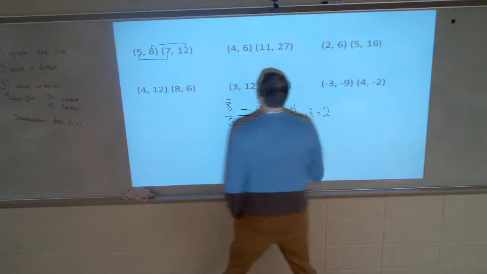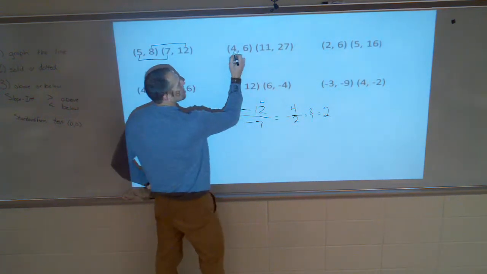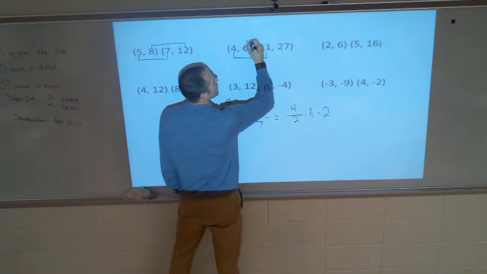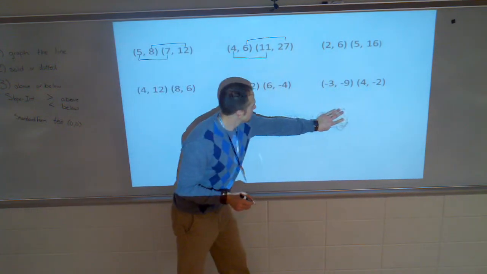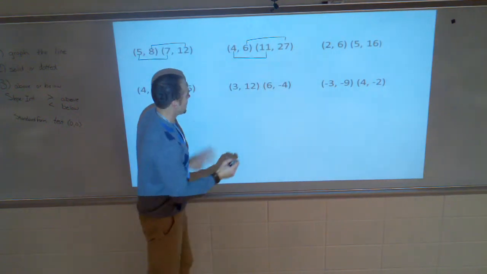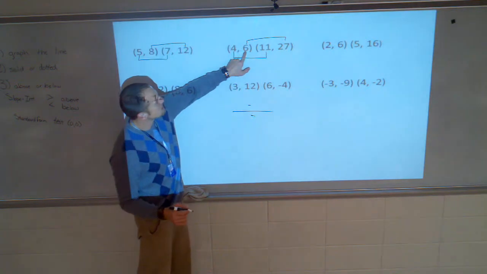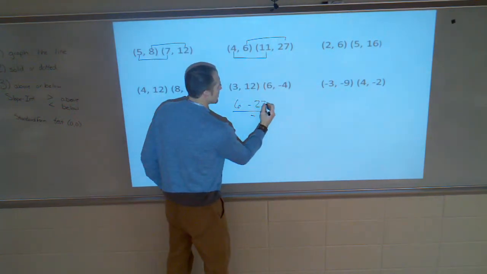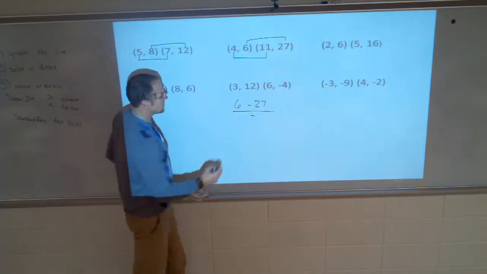All right? Up here, put your x's, draw the line connecting them on the bottom. Connect your y's on the top. Now, let's use the slope-o-matic. On the top is going to be 6 minus 27. On the bottom, 4 minus 11.